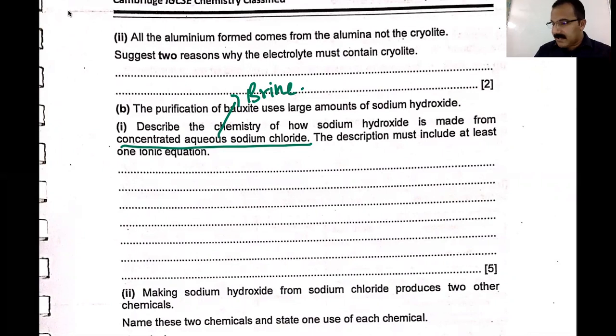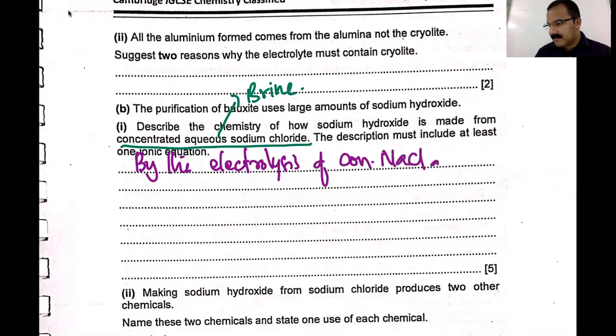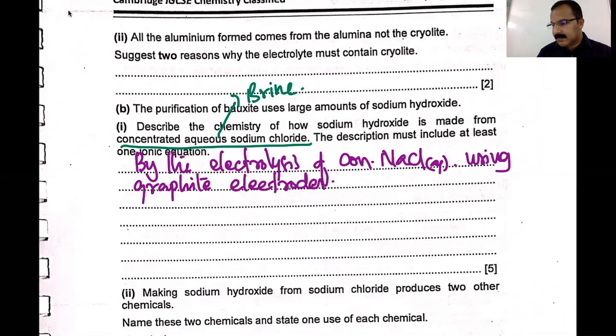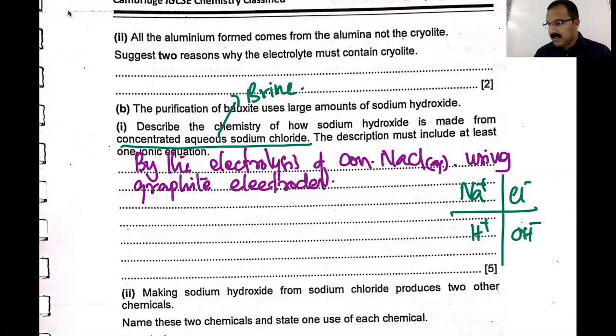So your answer should be by the electrolysis of concentrated NaCl solution using graphite electrodes. Now, describe the chemistry of how sodium hydroxide is made. So I would say, sodium chloride will have Na plus and Cl minus, and H plus and OH minus will be formed from water. H plus will undergo reduction at the cathode, and since it is concentrated solution, Cl minus will undergo oxidation at the anode, and in the electrolyte it will be NaOH.